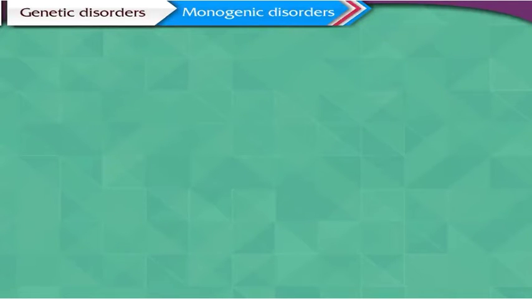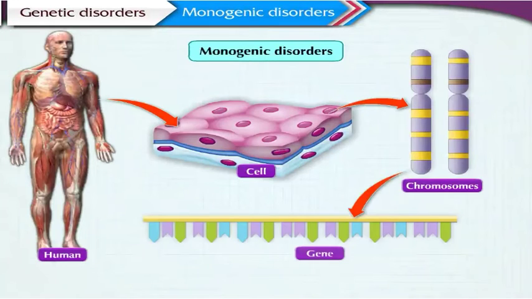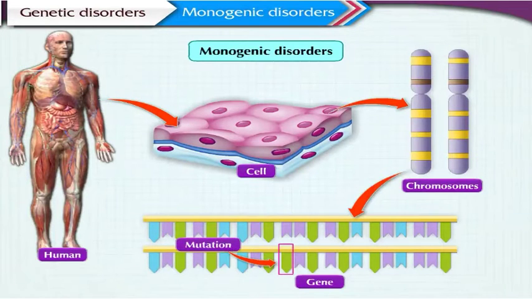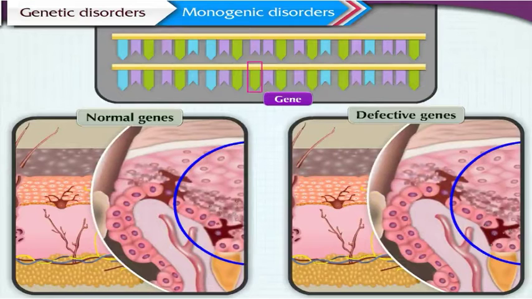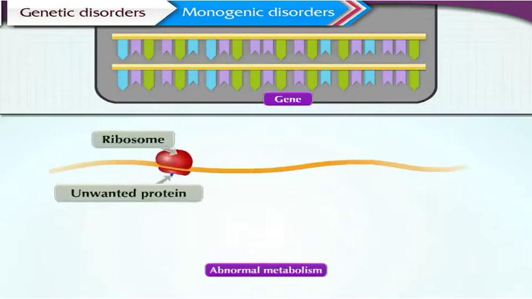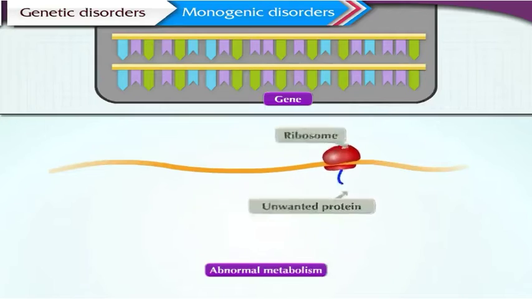Monogenic disorders. Sometimes, certain normal genes undergo mutation and get converted into defective genes, which results in some disorders. Such disorders are called monogenic disorders. Approximately more than 4,000 such disorders are known. Due to abnormal genes, the products whose production is controlled by such genes are either produced in insufficient quantity or not at all. It causes abnormal metabolism that may lead to death at a tender age.